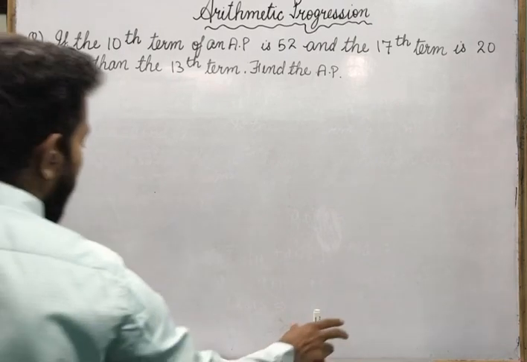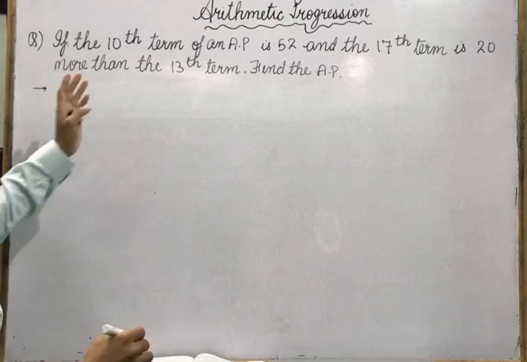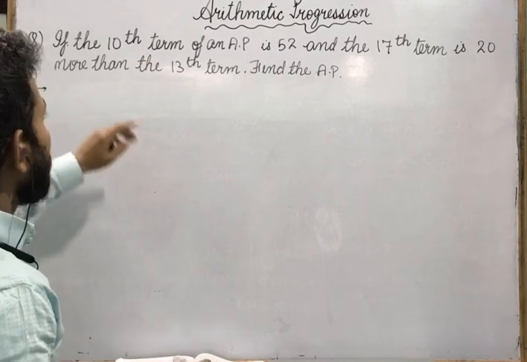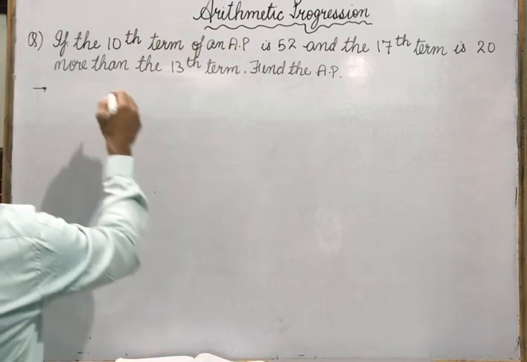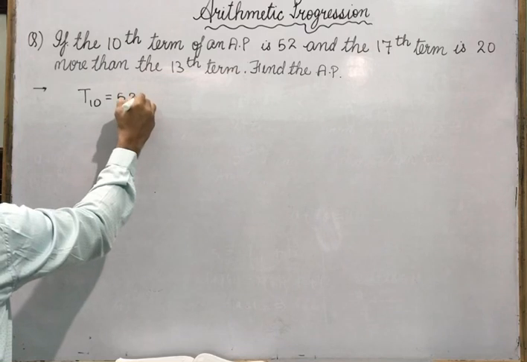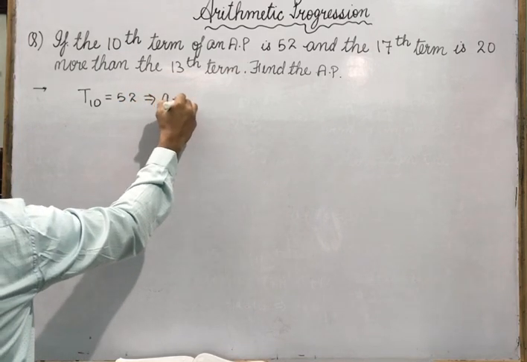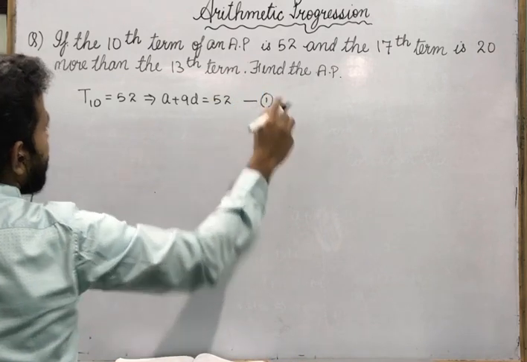Okay. Time over. Look here. You will start with: let the first term be a and the common difference be d. If the 10th term of an AP is 52, so we will write T10 equals 52. What is the 10th term? A plus 9D. A plus 9D equals 52. You get the first equation.